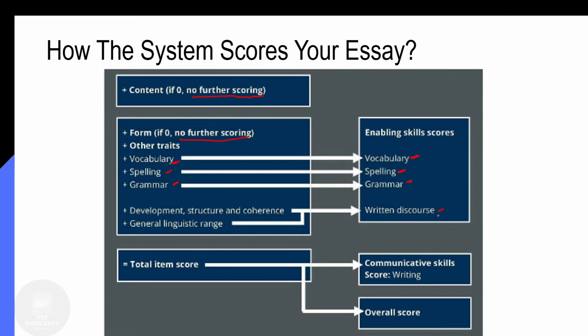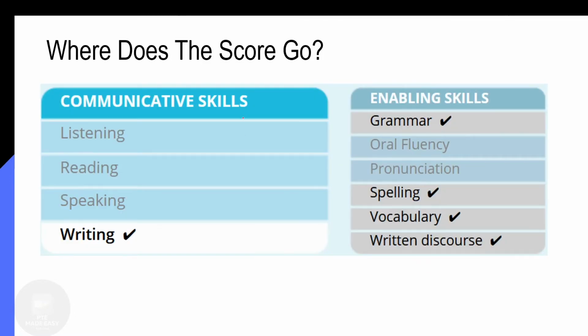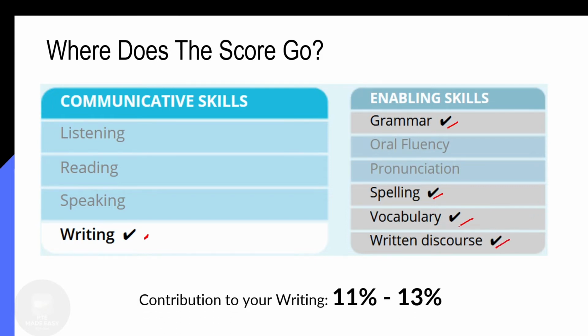The very reason written discourse is the enabling score that actually tells you your performance about your essay, especially whether the structural integrity of the essay was maintained or not. Your total score goes to writing only. Now, as I have just mentioned, in your communicative score, writing gets the chunk from essay writing, whereas in enabling skills, the score goes to grammar, spelling, vocabulary, and written discourse. And amongst your total writing score, the contribution from essay is around 11 to 13%.